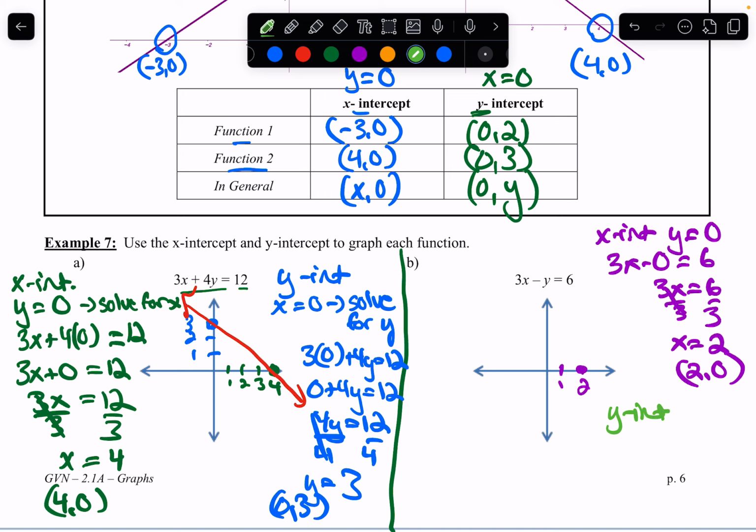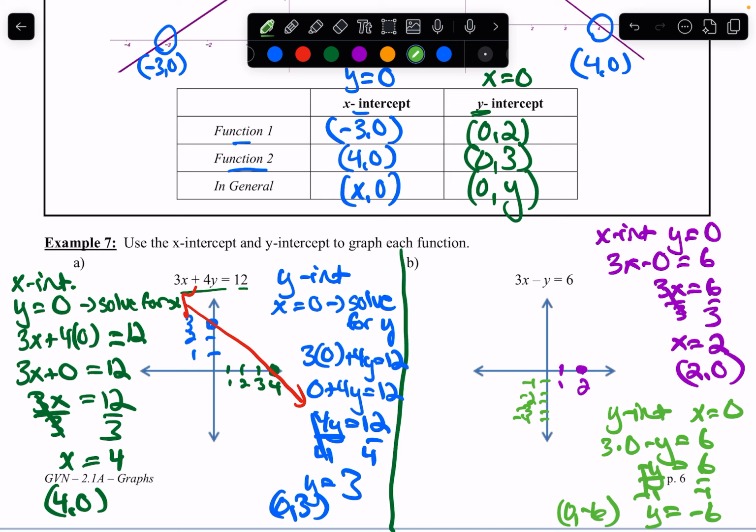For our y-intercept, we're going to set x equal to 0. So 3 times 0 minus y equals 6. Negative y equals 6. We divide by negative 1 to cancel, and we get negative 6. So (0, -6) is our y-intercept. Negative 1, negative 2, negative 3, negative 4, negative 5, and negative 6. So there's our y-intercept. And then we draw a straight line right here.